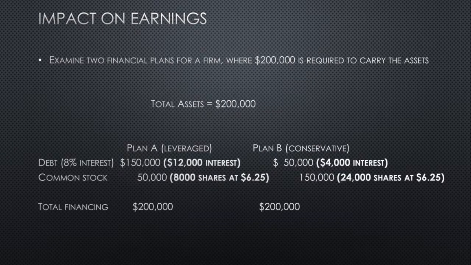Impact on earnings. Examine two financial plans for a firm where $200,000 is required to carry the assets. Total assets is equal to $200,000. Plan A, leverage, debt 8% interest, $150,000, $12,000 interest. See common stock at $50,000, 8,000 shares at $6.25. Plan B is $50,000 at $4,000 interest, $150,000 at 24,000 shares at $6.25. Total financing is $200,000 between the both of them.